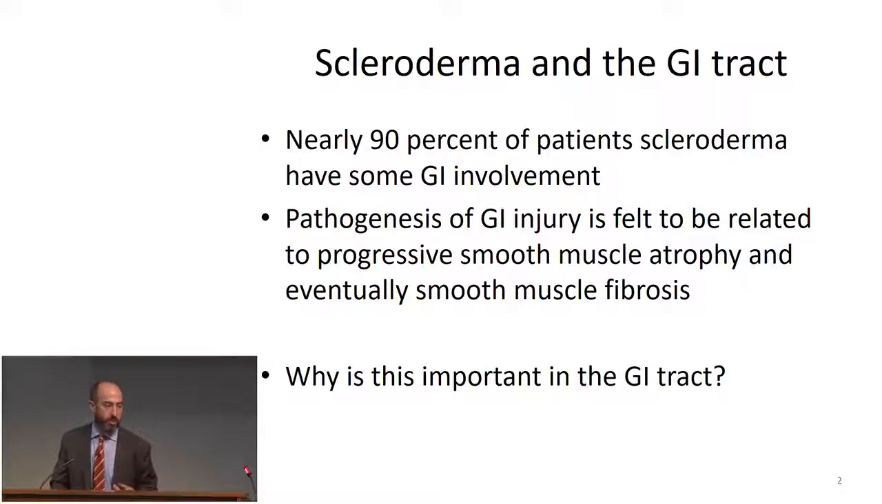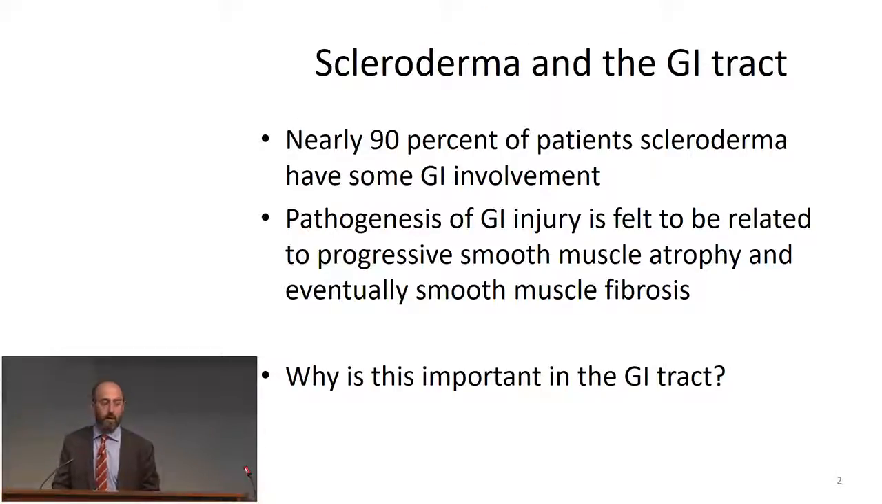So the GI tract is extraordinarily commonly affected in scleroderma, as over 90% of patients with scleroderma have some GI involvement. And again, we're going to get to the why in that. And so the pathogenesis of GI injury in scleroderma is felt to be related to progressive smooth muscle atrophy and eventually smooth muscle fibrosis. And that's the key there.